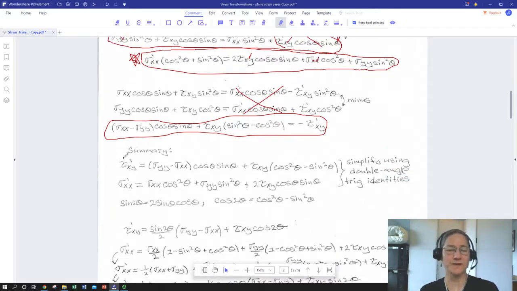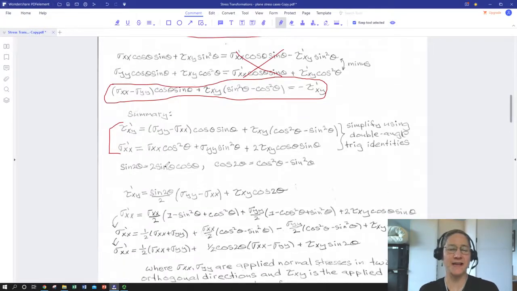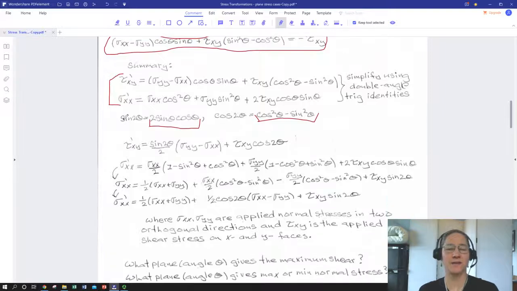So here's a summary that basically says the same thing. I won't read it. But we can simplify this again a little bit by using our double angle trig formulas and make the final expression a little bit simpler, and it'll also be the launching pad for some other future expressions that allow us to represent these transformations graphically, and that's known as the Mohr Circle.